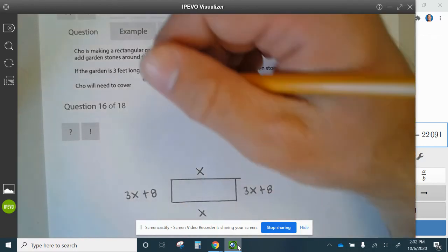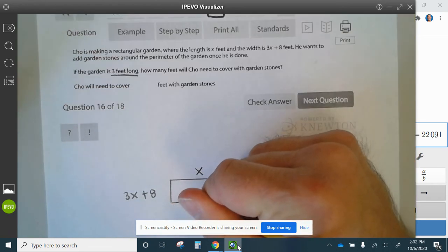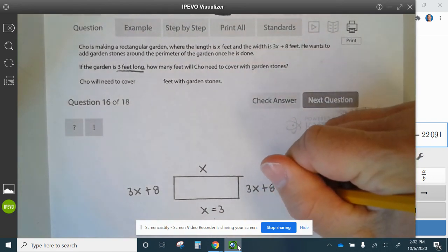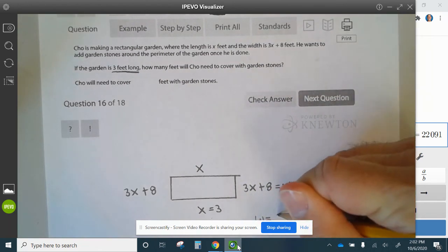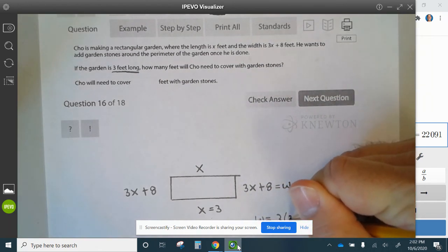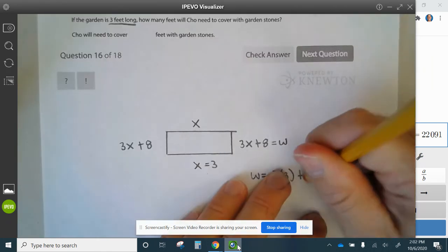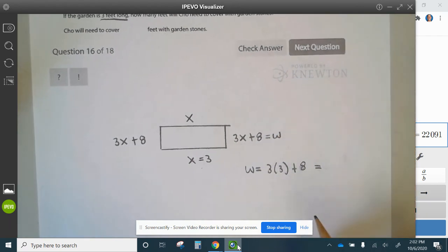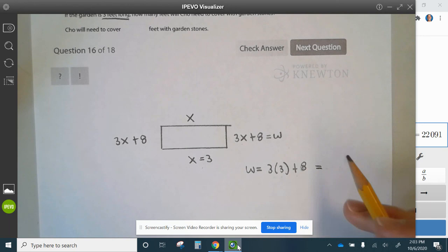All right, so if it's 3 feet long, that means your length is 3, so x is 3. Well, if x is 3, then this is the width. Then we plug in 3 for x. So the width is 3 times 3 plus 8. Which, 3 times 3 is 9, plus 8 is 17. So the width is 17.